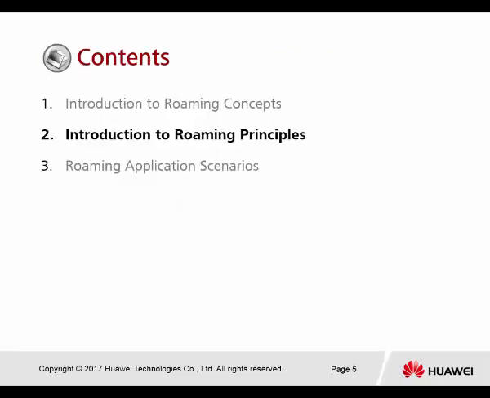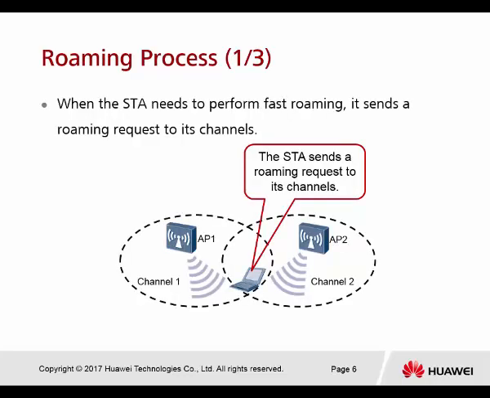Number 2, introduction to roaming principle. This is the process. When the STA needs to perform fast roaming, it sends a roaming request to its channel. Right now the PC is connected to AP number 1. This BSA is using channel number 1. So the STA sends a roaming request to its channel, right here.